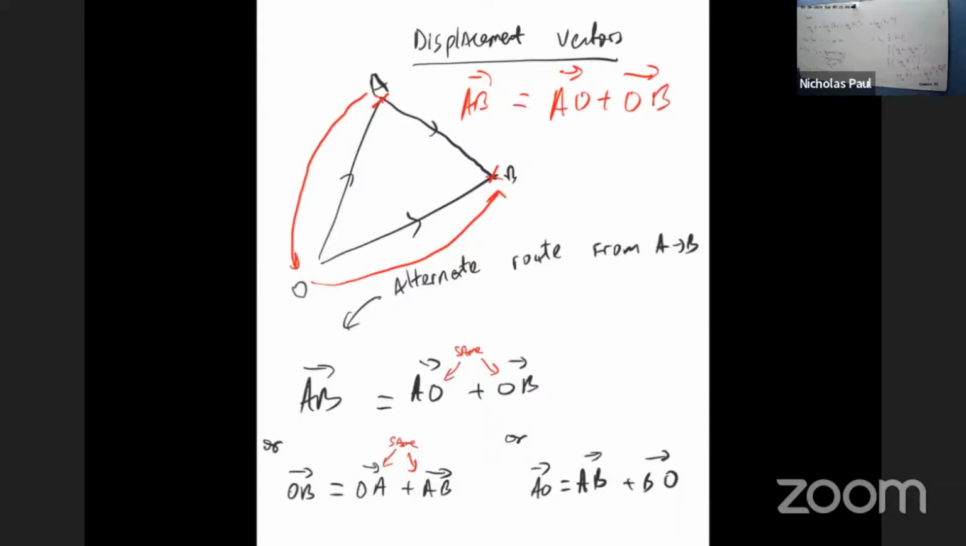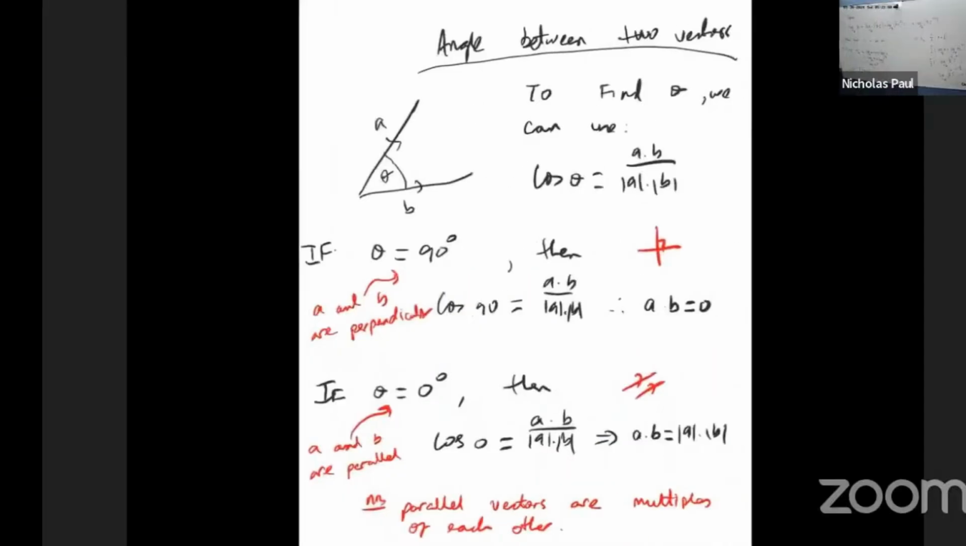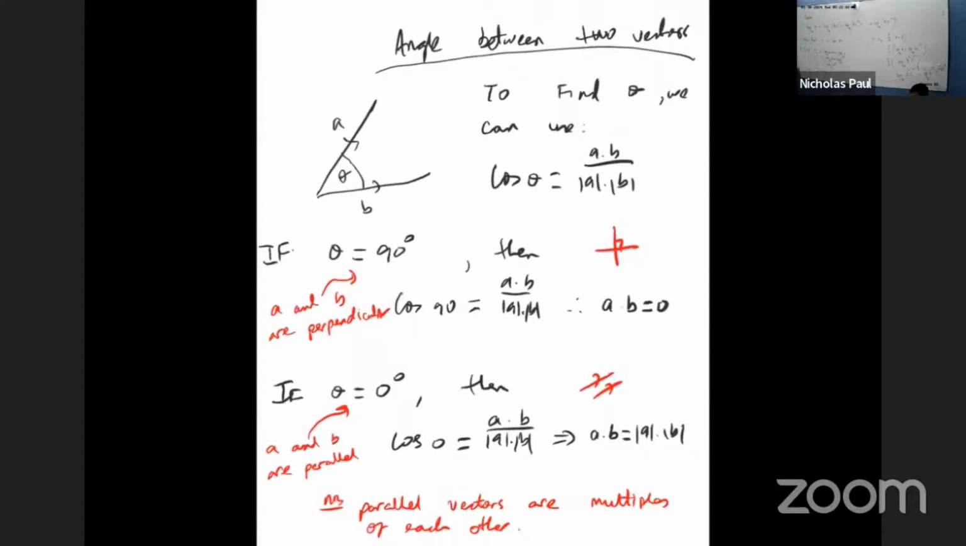Right? How would you find, let's say C is the midpoint, half and half. How do you find OC? Right? Draw a line from, so you can find O to A plus A to C. Or it could be O to B plus B to C. Anyone can do it. Again, everything is going to be in 3 dimensions.